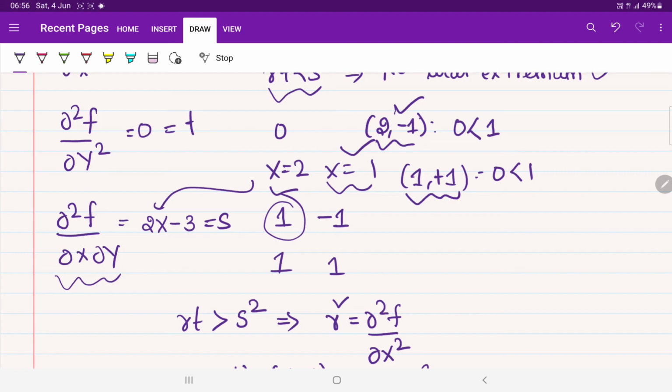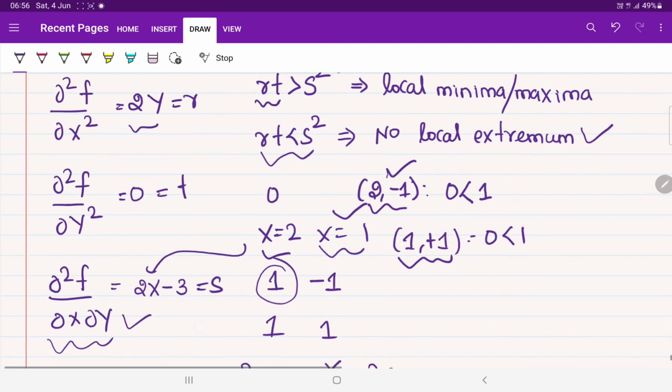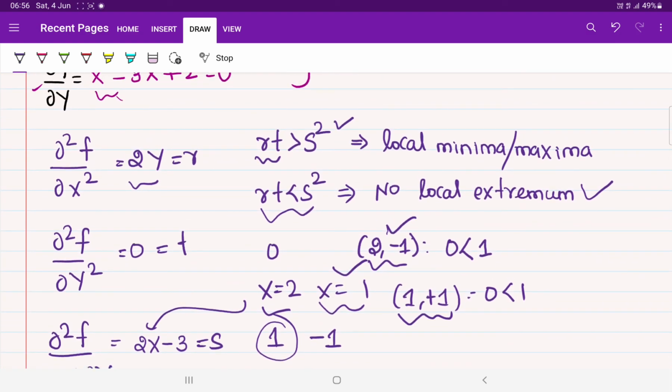And I also clearly told you how to obtain this dou square f by dou x dou y. You have to take dou f by dou y and again differentiate the function with respect to x. Once you have completed all these things, give names to these functions, r, t, s, like that. Find the value of rt and s square, and check whether rt is greater than s square or less than s square. If it is greater, yes, we have local minima or maxima. If it is less than s square, then there will be no local minima or local maxima. We can simply say there is no local extremum.